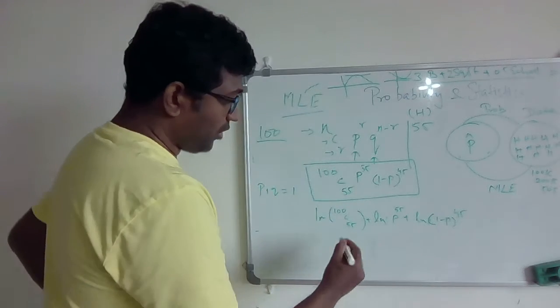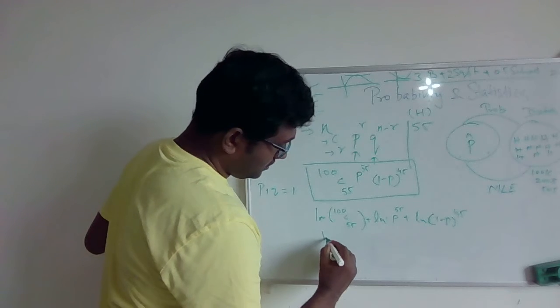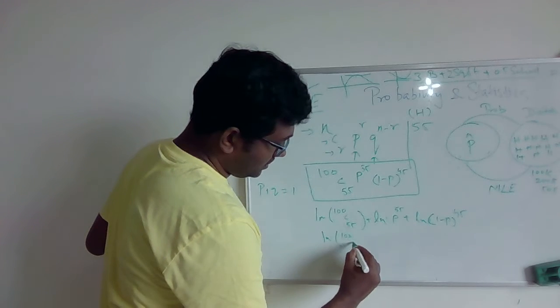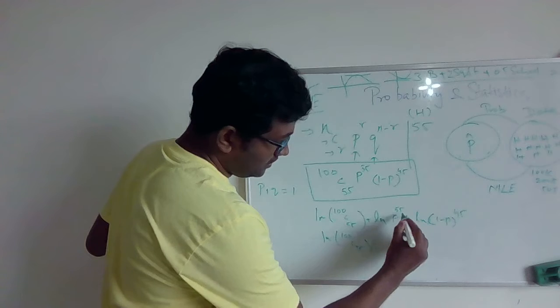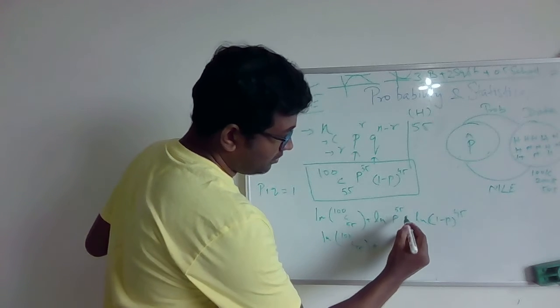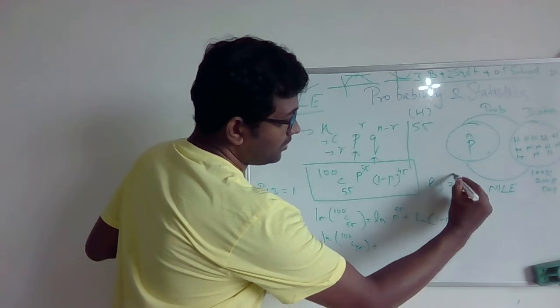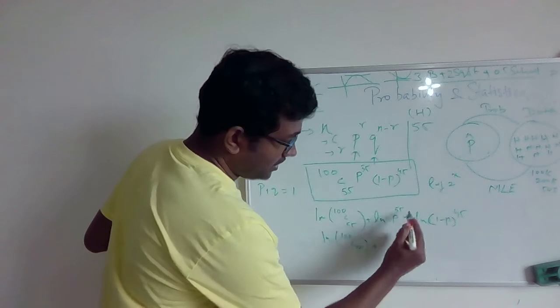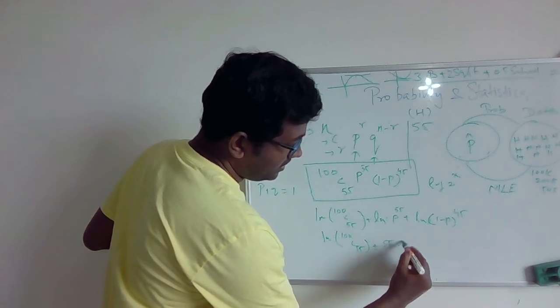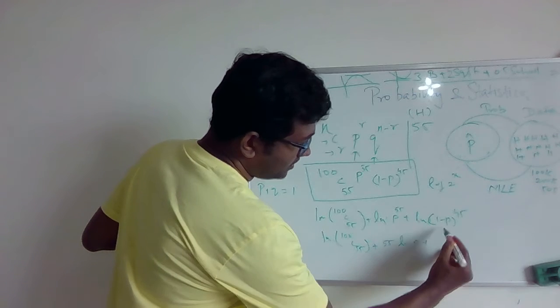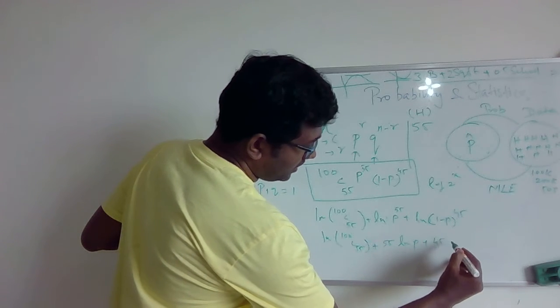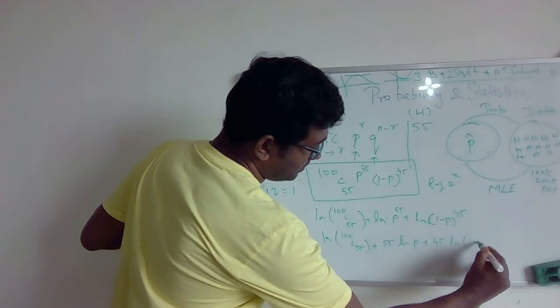Okay, and with the properties of logs, this is a constant, so no change. Log of 2 to the power x is x log 2, right? So you can write it that way. So it becomes 55 log P, and this becomes 45 log of 1 minus P.